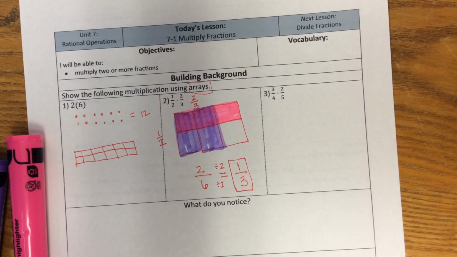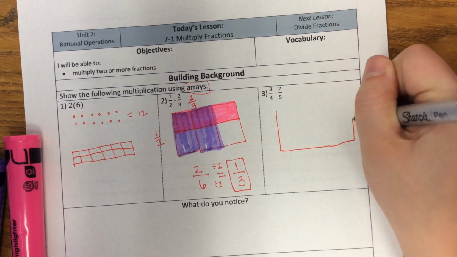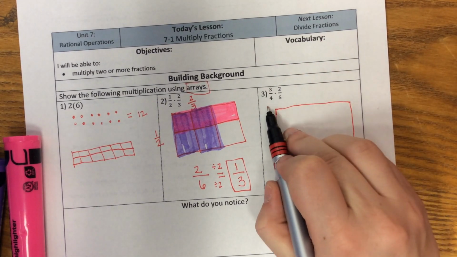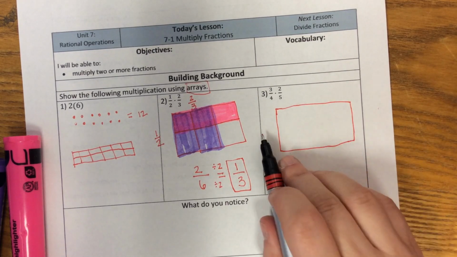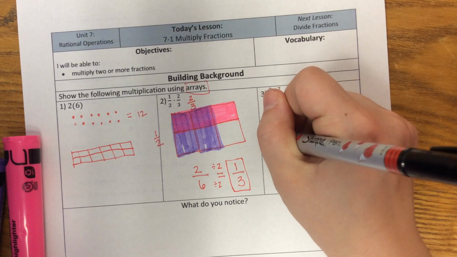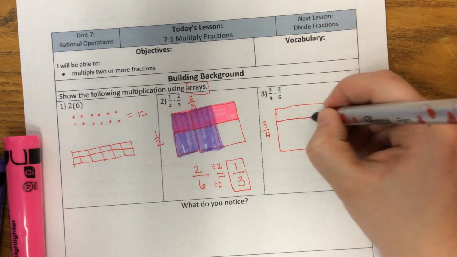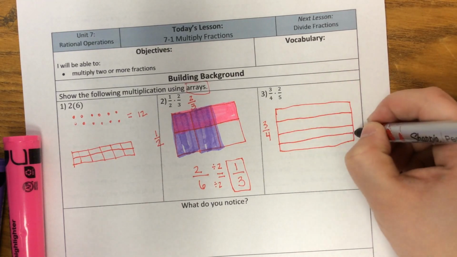Okay, so number 3, again, I'm going to draw my box. It could be a rectangle, some sort of shape. That's my whole. Now 3/4. I'm going to put it over here. You could do it on top, but then you do vertical lines. I'm going to put it over here and do horizontal. So I'm going to have 3/4, which means I need to break it up into 4 rows. So 1, 2, 3. So that's 4 rows.